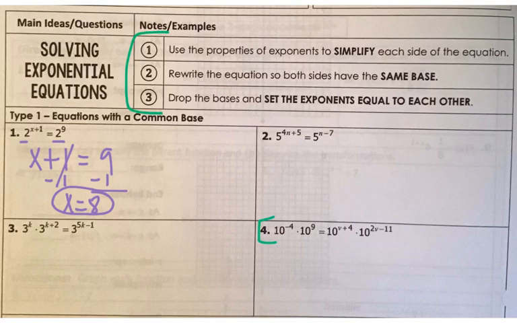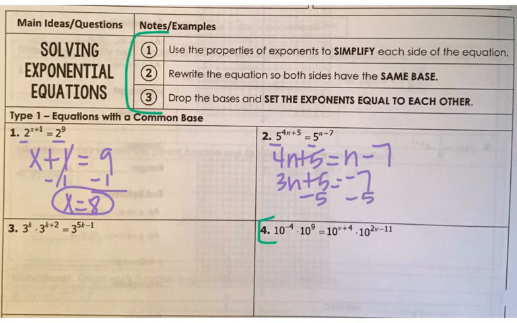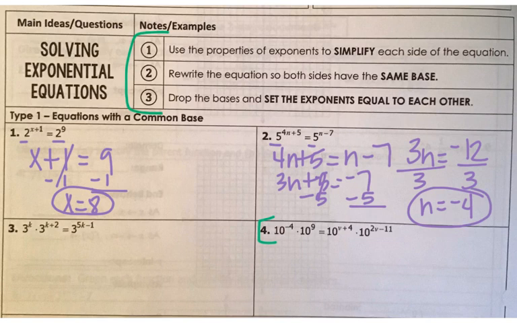On number 2, still doing the same thing. We have 5 and 5. So we drop the exponents. 4n plus 5 equals n minus 7. We solve that and we get your answer. So first we're going to get all your n's on one side. So 3n is equal to negative 12. So n equals negative 4. Okay, so if you have the same base, it's pretty simple.